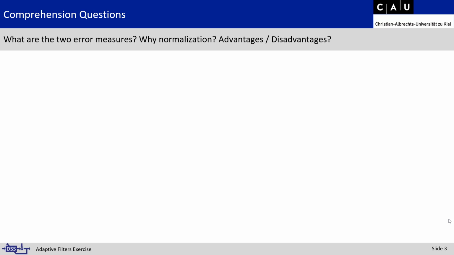The first question is, what are the 2 error measures discussed in the lecture? And why may a normalization be useful? And what are the advantages and disadvantages of the error measures? Okay, we had 2 error measures in the lecture. One was the mean square error, and the other one was the system distance.